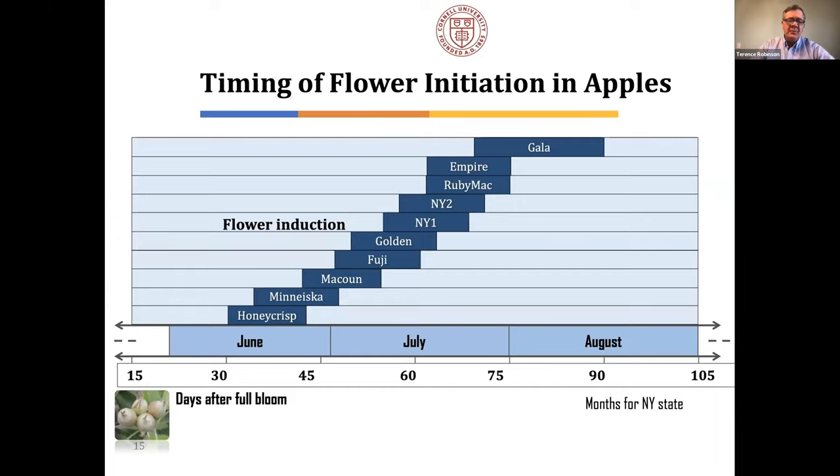The reason why it's so important with Honeycrisp is its flower initiation happens very early, in mid-June, whereas most of the other varieties, the flower initiation for the next year happens later in July or even early August. Therefore, early thinning, getting the fruit number down to the reasonable number, reducing total seeds on the tree to a reasonable number, becomes very important with Honeycrisp.